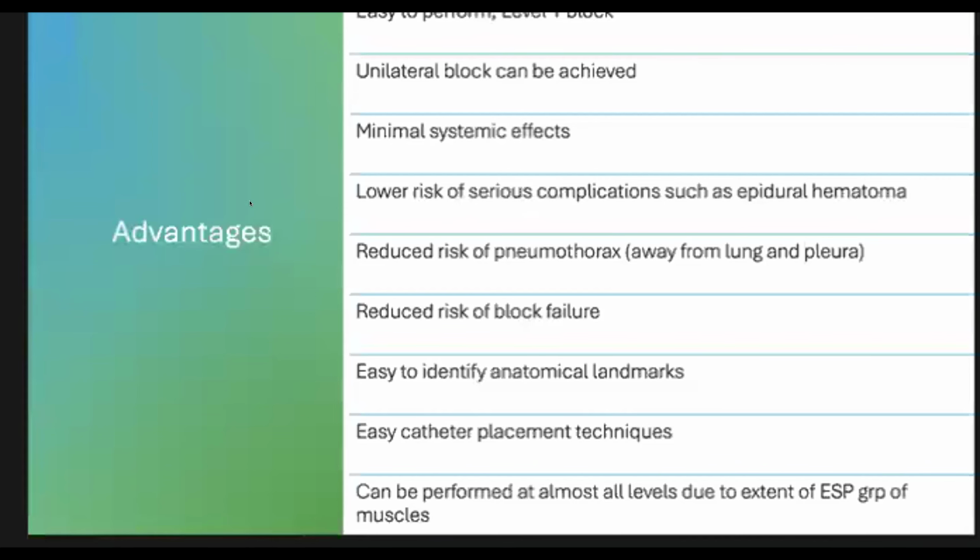Advantages of this block were that it is easy to perform. A unilateral block can be achieved with minimal side effects and a lower risk of serious complications like epidural hematoma. There is a reduced risk of pneumothorax and a reduced risk of block failure as well, because it is easy to identify with anatomical landmarks. It is also easy for catheter placements and can be performed at various levels due to the extent of the erector spinae group of muscles.